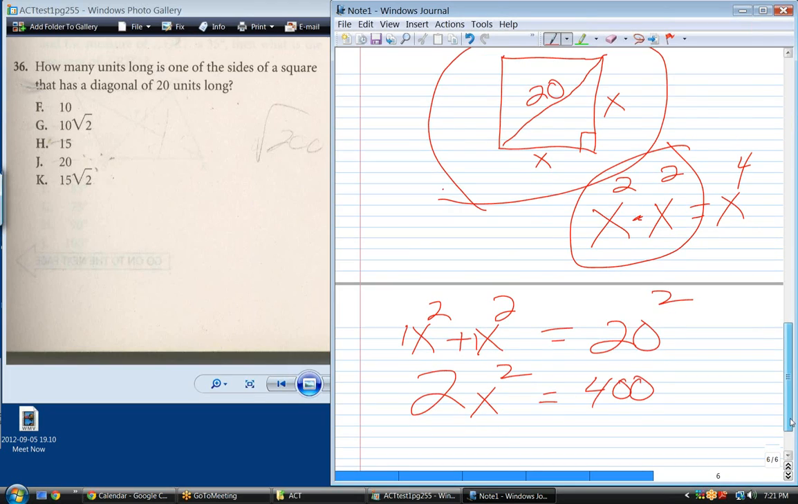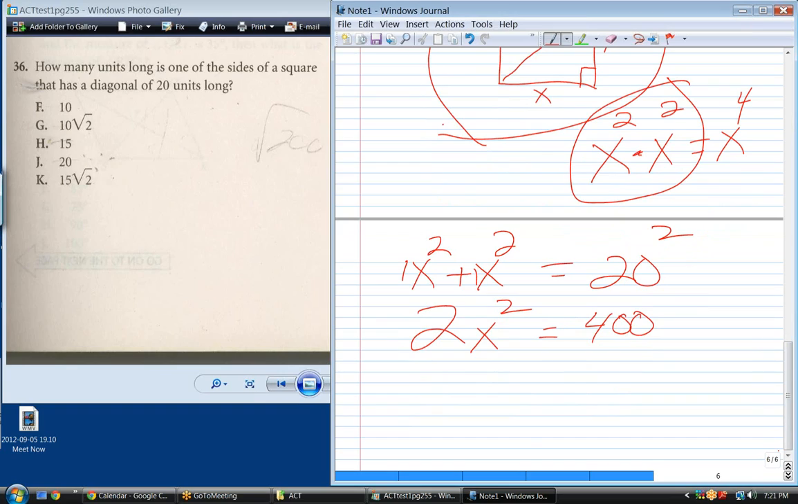Okay. Now what? We square root both sides. Well, first we want to isolate the x squared before we take the square root of both sides. So divide by 2. There you go. So now we have x squared equals 200. Okay, so now you can take the square root of both sides, and x is equal to what?